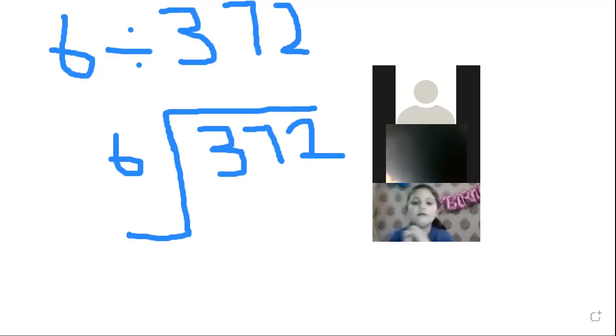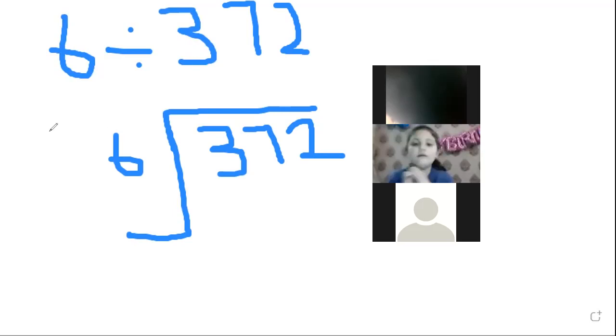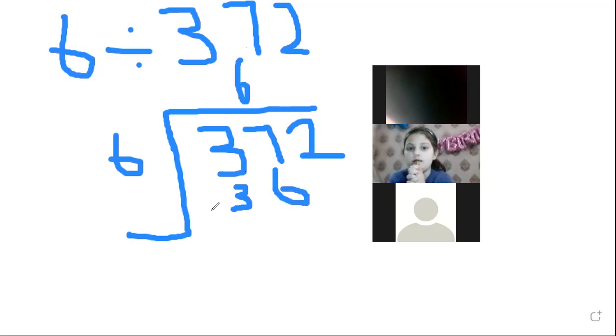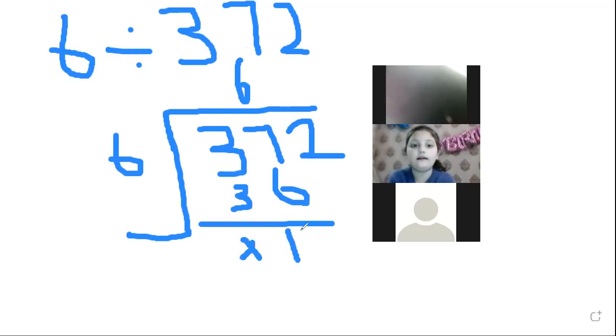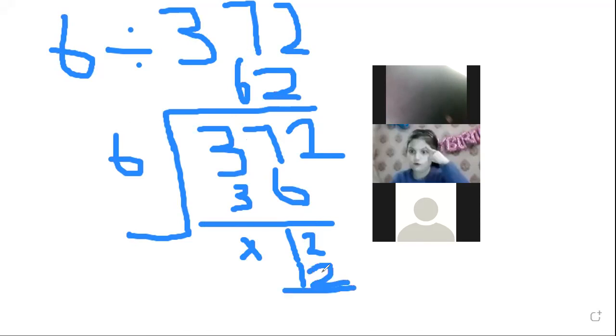Okay, 37 is not present in the table of 6, so we have to find a number which is less than 37, and it's 36. So 6 6s are 36. Sila, you are sleeping today. Wake up. Now we will do subtraction. 7 minus 6 is 1 and 3 minus 3 is 0. Now it's the turn of 2. We will take down 2. Now it's 12. 6 2s are 12. Okay, Sila, now wake up.